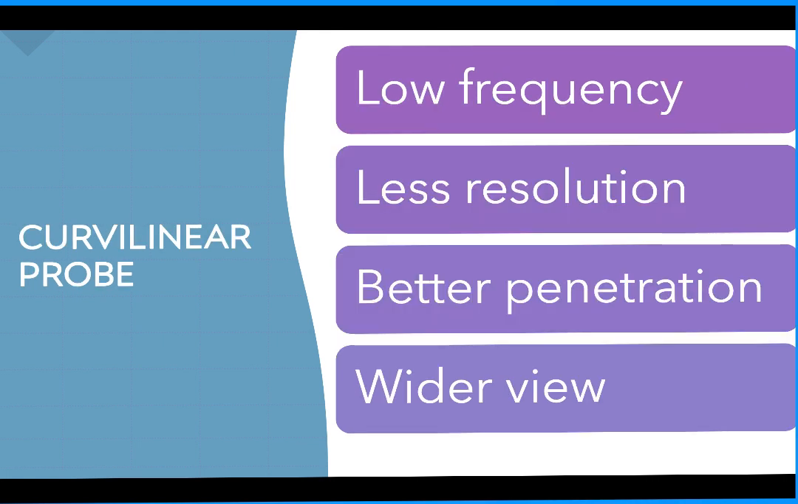Next, the curvilinear probe. The curvilinear probe has very low frequency. What this translates to is really good penetration. It can go all the way up to about 25 centimeters. It also has a really good footprint, so it gives you a lot of real estate. However, because the frequency is low, it sacrifices resolution.